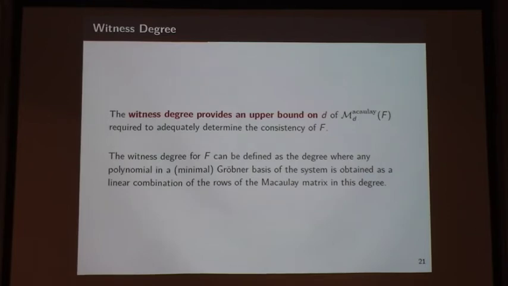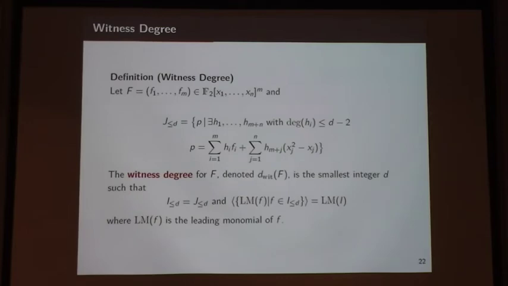So we want to know how big the matrices get. The witness degree is the degree D that we need to construct the Macaulay matrices in order to check the consistency of the system of equations. So the witness degree is the degree where any polynomial in a minimal Gröbner basis can be written as a linear combination of the rows of the Macaulay matrix. So in general, when you have a Macaulay matrix of witness degree, then you can pretty much guarantee that if one is in the ideal generated by the system of equations, then the system will be consistent. And this is the formal definition, which I'll just leave here for a second in case you'd like to look at it.